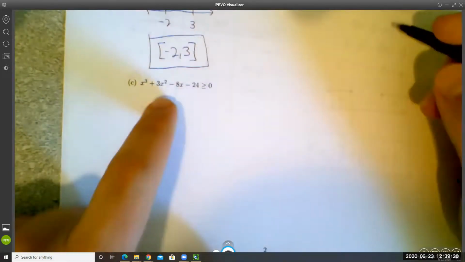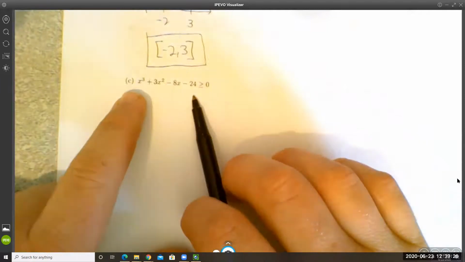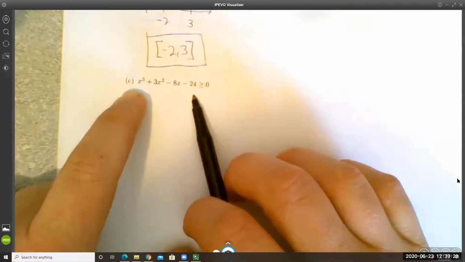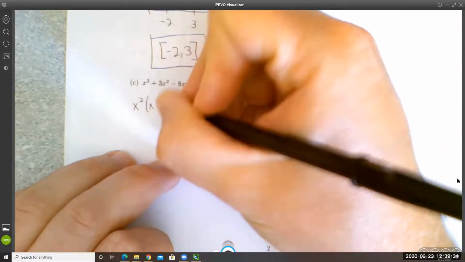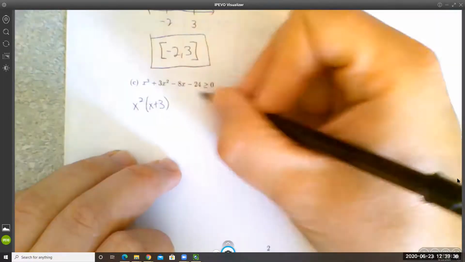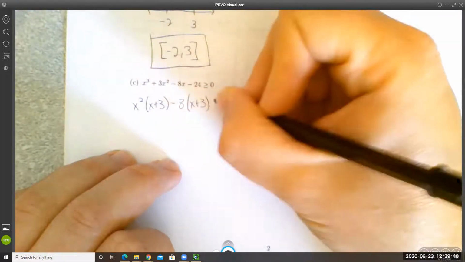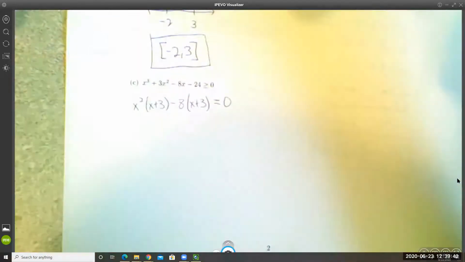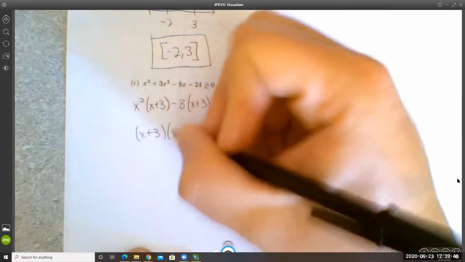But so I want to solve the corresponding equation. That means I need to factor this thing. Since there are 4 terms, I'm going to factor by grouping. So if I group the first 2 terms together, I can take out an x squared. If I group the last 2 terms together, I can take out a -8. And then I can factor out an x plus 3. And I'll be left with x squared minus 8.